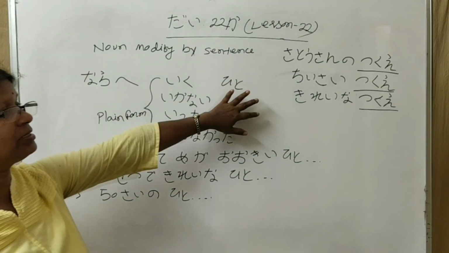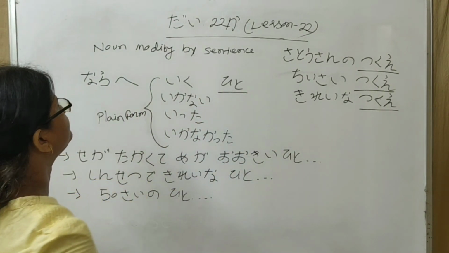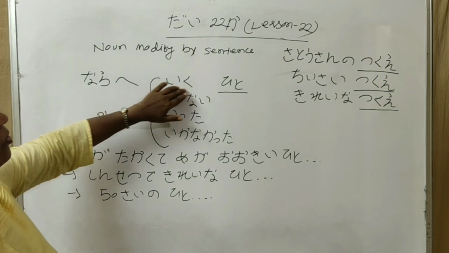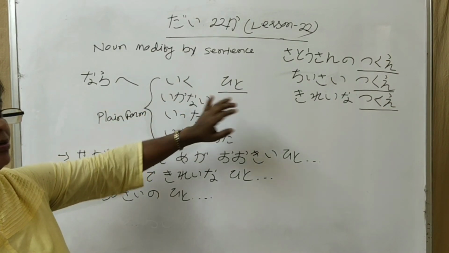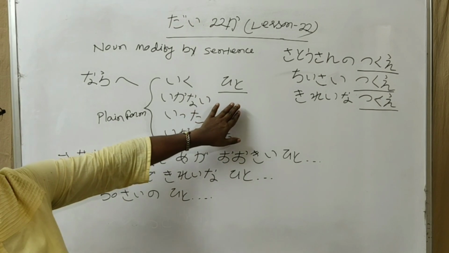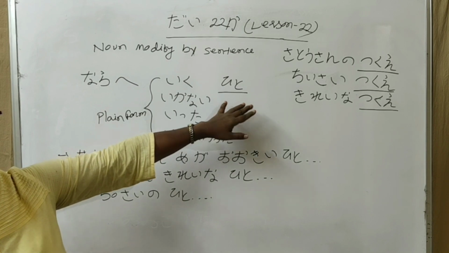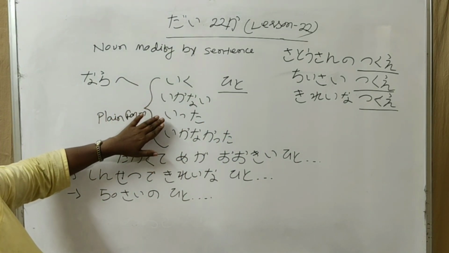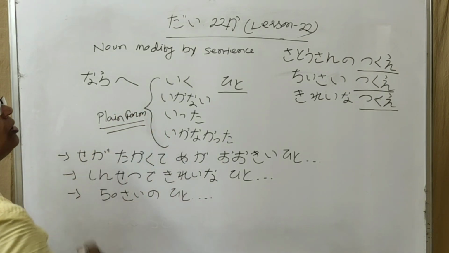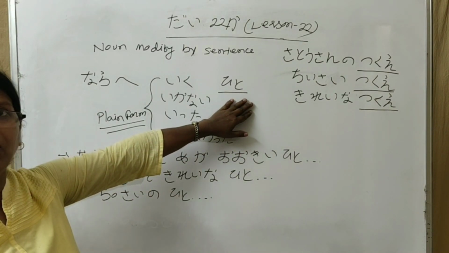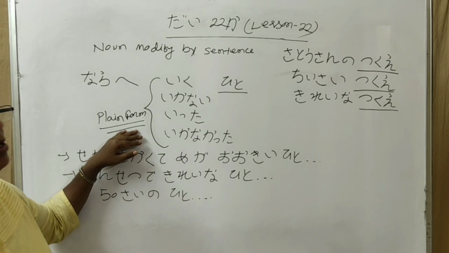Okay. When a noun is modified by a sentence, please look at here. Suppose hito is a noun. Nara e iku hito. Nara e ikanai hito. Nara e itta hito. Nara e ikanakatta hito. Okay. Iku, ikanai, itta, ikanakatta, all are plain form. So when we modify a noun by a sentence, that sentence is made in plain form.